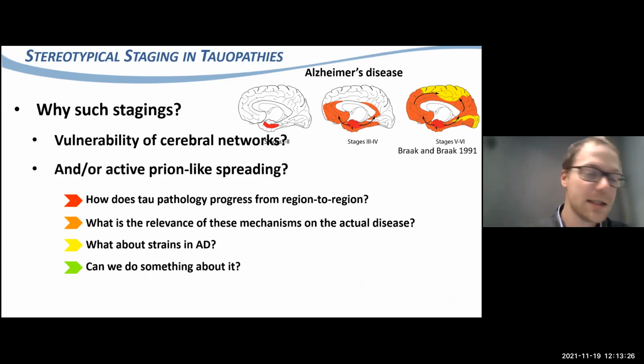And so we wondered about that, and then subsequently we had many questions. What are the mechanisms of progression from region to region? Is what we see in vivo or in cells relevant to anything in the actual disease? Are there any strains within a disease, in addition to strains across diseases? And then can we do something about it?